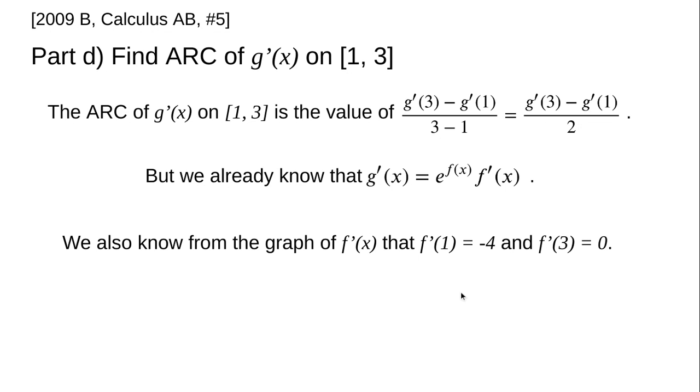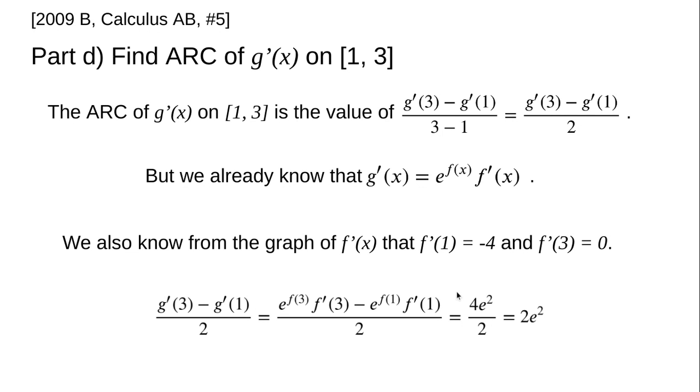We also know from the graph of f prime of x that f prime of 1 is -4 and f prime of 3 is 0. So if we substitute this information into the calculation for the average rate of change, e to the f of 3 times f prime of 3 minus e to the f of 1 times f prime of 1 simplifies to 4e squared over 2, which is just 2e squared. So the average rate of change of g prime of x on the interval from 1 to 3 is 2e squared.